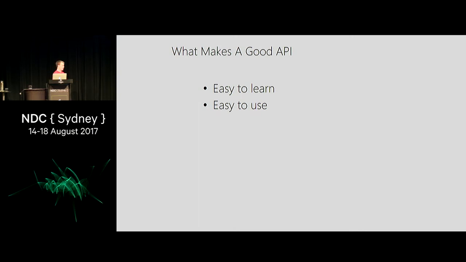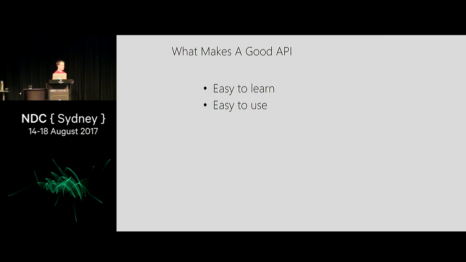Also, an API should be easy to use. So it should be well named. You should try and use strong typing as much as possible, and IntelliSense is a fantastic way for people to explore an API and discover what is on it.